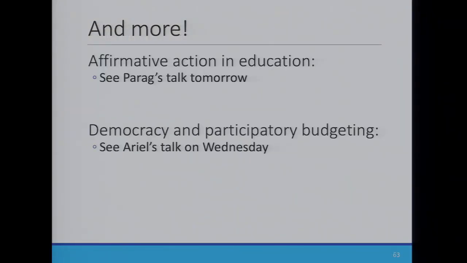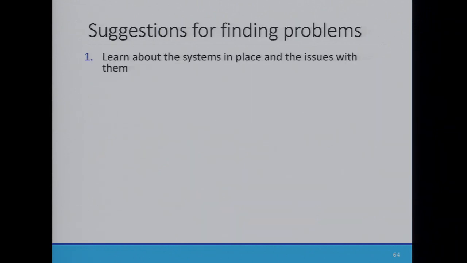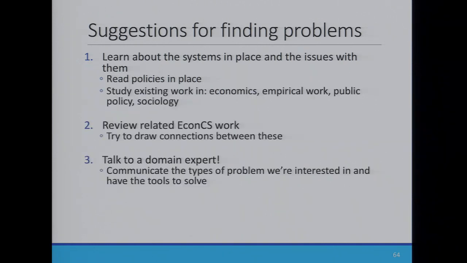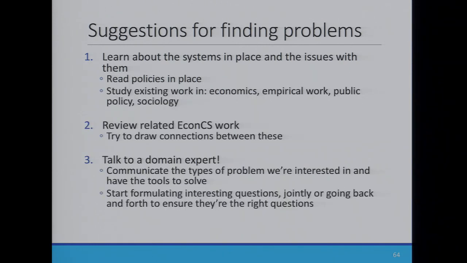Also, I just want to point out there are other talks that I would consider in new mechanism design for social good areas. And finally, the last thing I want to say, this is the process that I have decided works well for finding problems. So the first thing you should do is learn about the systems in place and the issues with them. So you should read about policies, you should read work from economics and sociology because, again, there's not that much work in our community, which is why it's so interesting to look at this stuff.